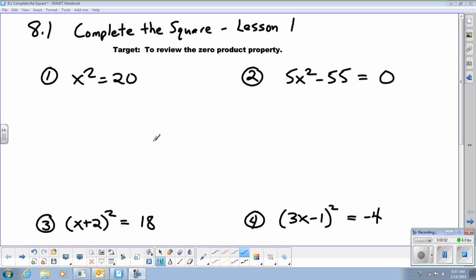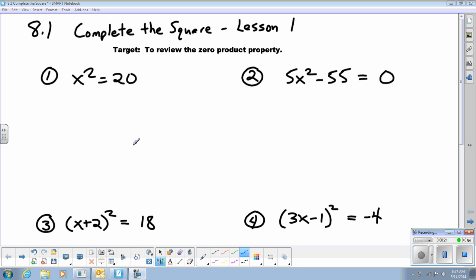Our first lesson in chapter 8 is 8.1, called complete the square. This lesson doesn't fully have you do the complete the square yet, but it's a review and the zero product property. To get started, I've got 4 examples I'm going to do here in the video for you. I would advise you to write these down as we go. Pause the video when you need to.